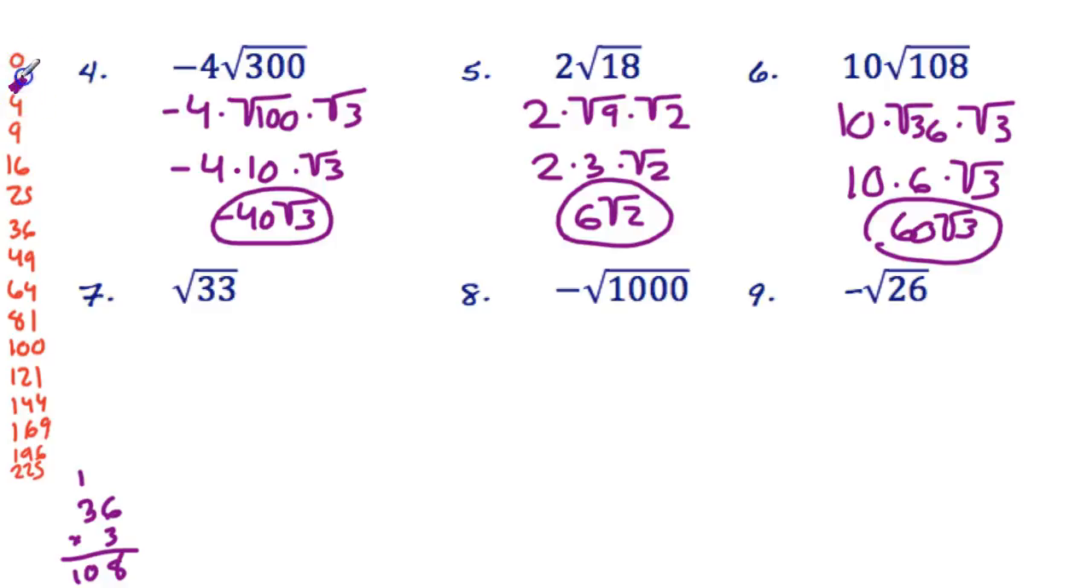But I told you before, we don't even use these ones. They won't really help you simplify anything. So this just stays square root 33. Nothing else can go in there.